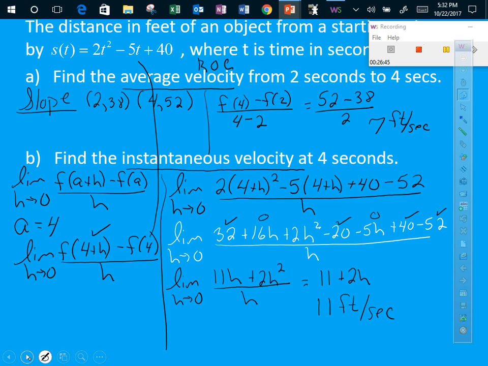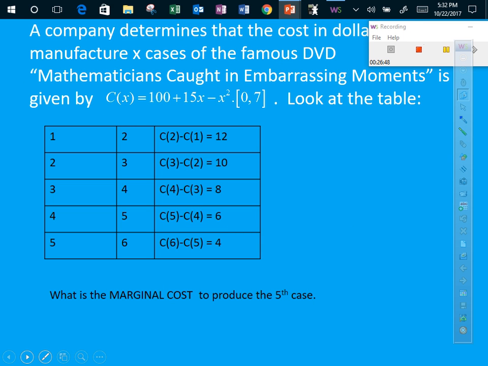Here comes my next one. It says, a company determines that the cost in dollars to manufacture x cases of the famous DVD, Mathematicians Caught in Embarrassing Moments, I made that up myself, is given by C of x equals 100 plus 15x minus x squared, and it works on the interval from 0 to 7 we found. So what we'd like to do is this. To find the marginal cost, we're trying to find the instantaneous rate of change at 5.